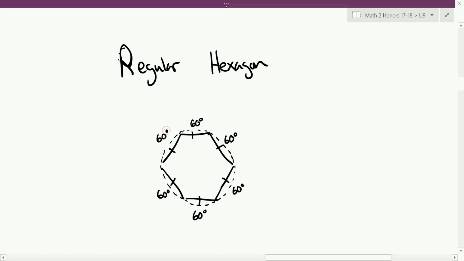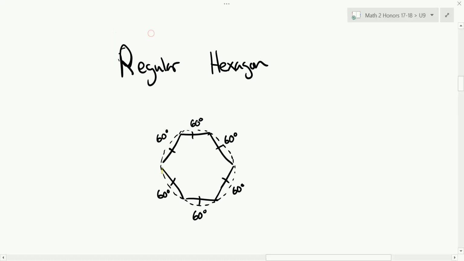Now let's focus on this part here and this part here. That's an inscribed angle intercepting an arc of that circle, and it intercepts the arc of these 4 angles. So what's the measure of that intercepted arc? 240 degrees. So what's the measure of my inscribed angle? Half of that, which is 120 degrees. Okay, good. You want to know that all of these are 120 degrees.